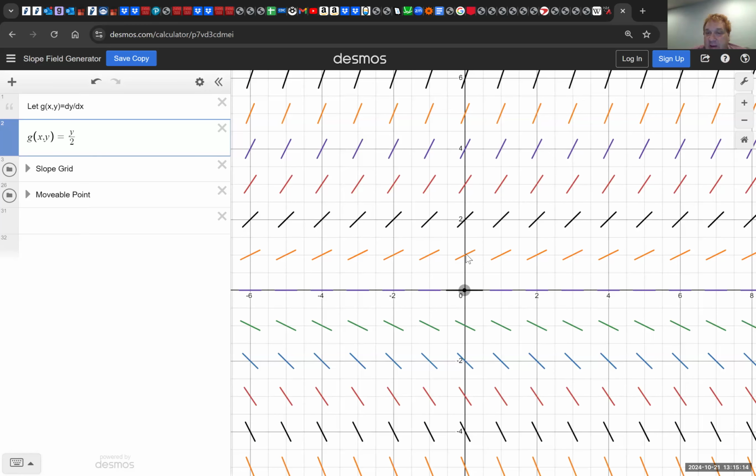You can see that when y is 1, we get little lines here about 1/2 slope. When y is 2, we get 45-degree, slope 1 lines, and they get steeper. And here are their negative versions. And here are the zeros right here, right along the axis. And they have a little dot here. You can move the dot around. And you can see as I move the dot around, the slope changes. Right?